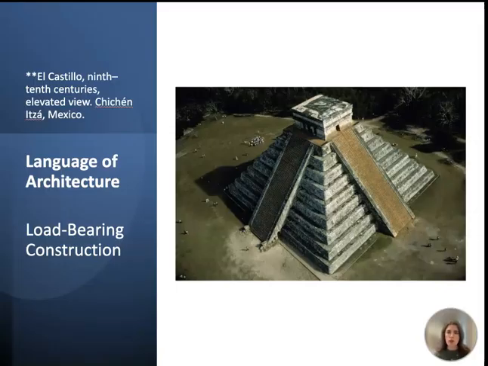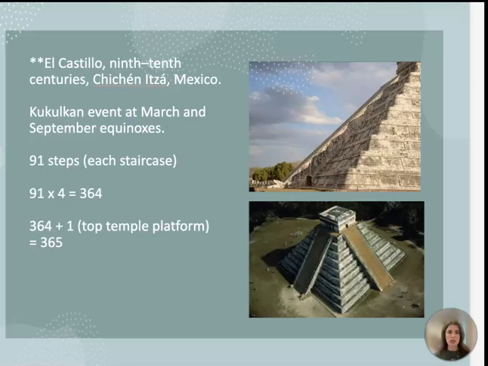You can see that it's a large temple construction with a structure on top. There are stairwells on all four sides. It is a stepped pyramid, but essentially with load-bearing architecture, you have stones on top of stones or building material on top of building material. Here, there are some chambers to take you down into a temple or ritual space, but for the most part, it is a solid construction. So that's the idea of load-bearing architecture.